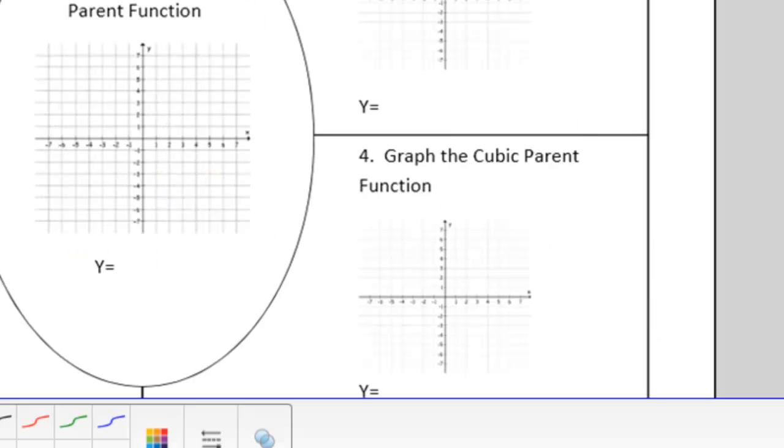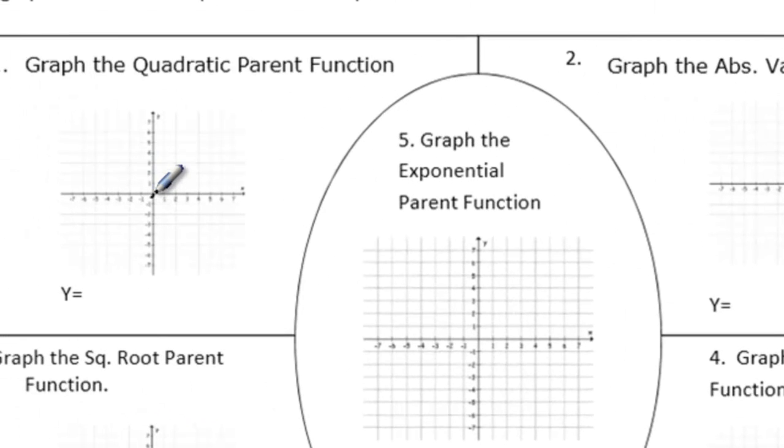Warm up number 2. Parent function review. Make sure that you understand what your parent functions are. More importantly, make sure you got your critical values. Over 1 up 1, over 2 up 4. Remember your symmetry for that quadratic, and you've got your parabola.